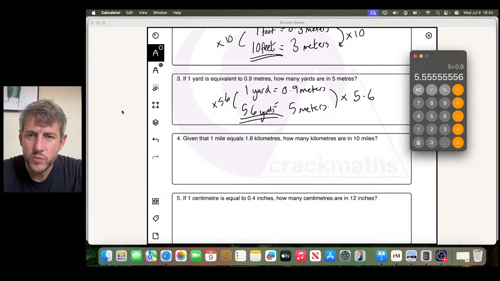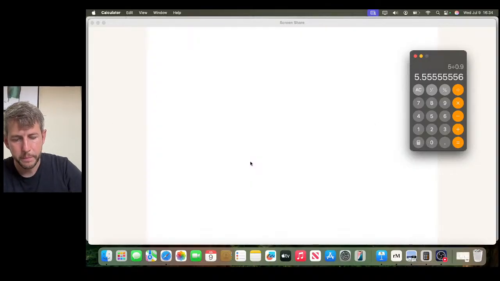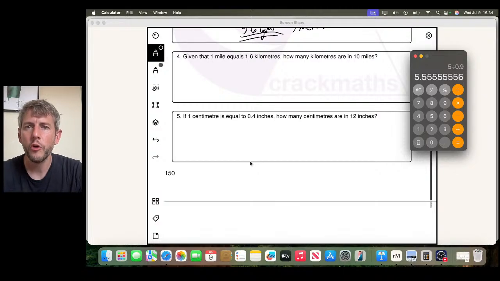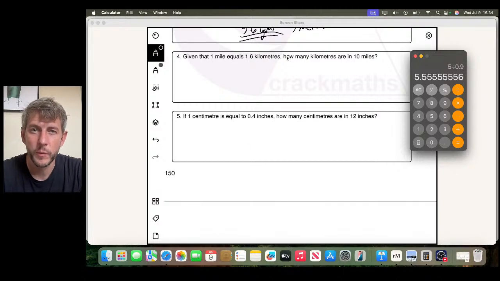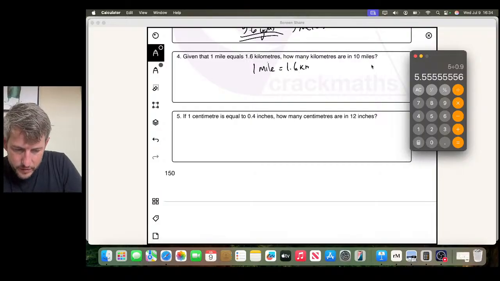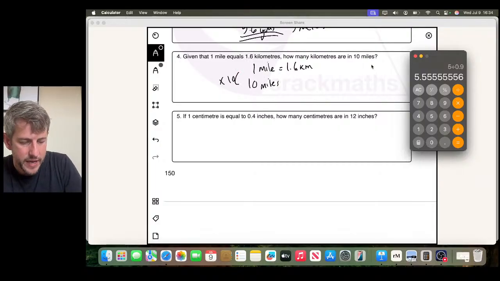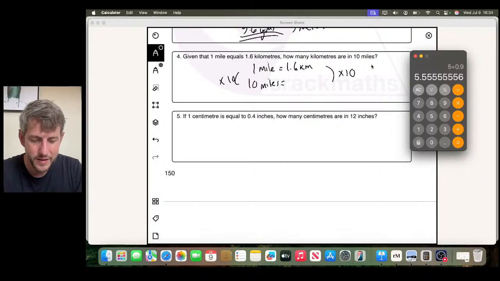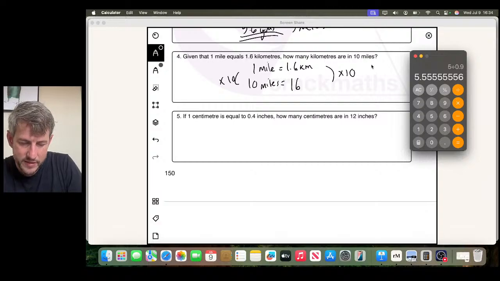Question 4: given that 1 mile equals 1.6 kilometres, how many kilometres are in 10 miles? This is actually a bit easier this time because we have the unknowns on both things. So 1 mile equals 1.6 km. We want 10 miles, so we times this by 10, and then we times this by 10 as well. 1.6 times 10 is 16 kilometres.